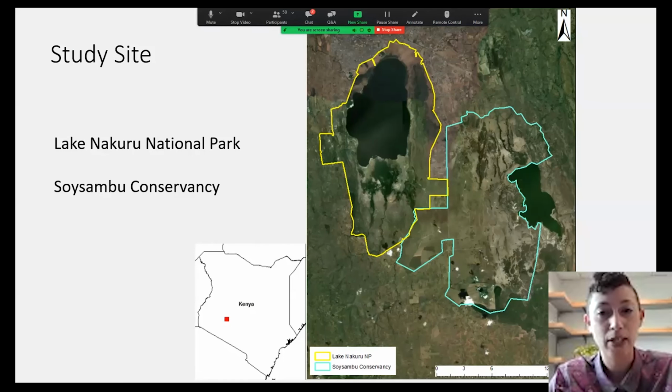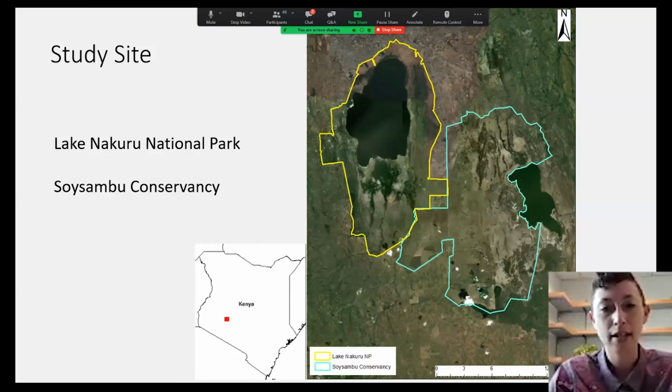So before I describe this first case study, I'd like to set you up with some background. The study site for this project is in the Rift Valley of Kenya, in and around two adjacent protected areas, Lake Nakuru National Park and Soysambu Conservancy. Lake Nakuru National Park, which is to the west, is one of only two fully fenced national parks in Kenya. And Soysambu Conservancy to the east is a wildlife conservancy that is also a livestock ranch, and it's partially fenced.